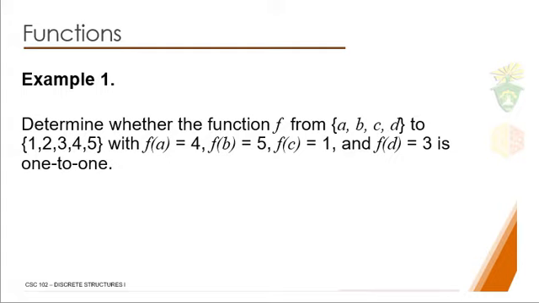Now, let's have example number 1. Determine whether the function f from the given set having elements a to d to the other set having elements 1, 2, 3, 4, and 5, with the given functions f of a is equal to 4, f of b is equal to 5, f of c is equal to 1, and f of d is equal to 3, is one-to-one.